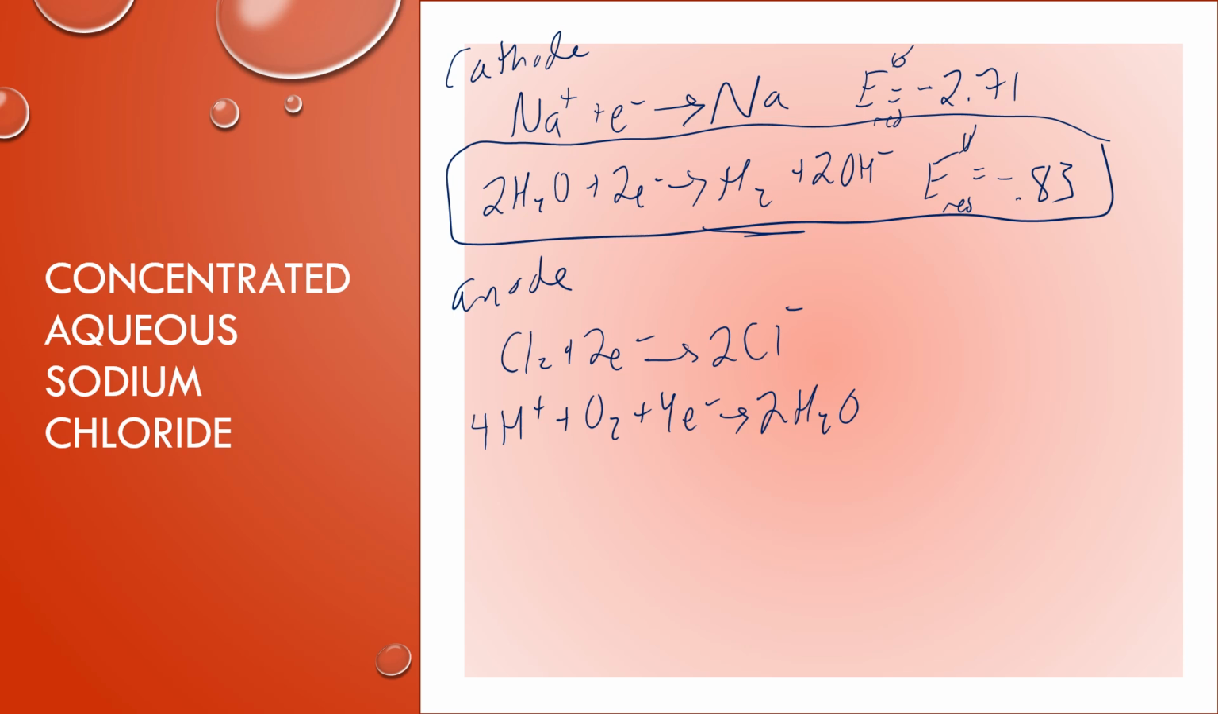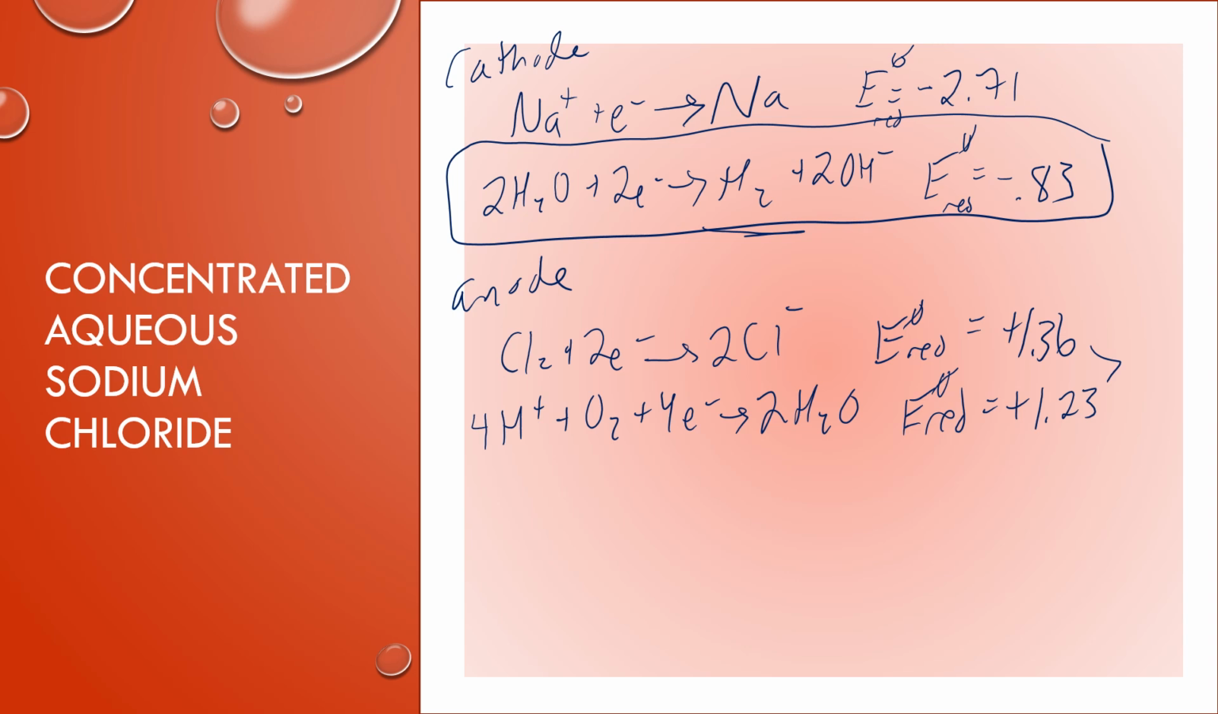But remember, at the anode, it would be the reverse thing happening. So my reduction potential for the chlorine is positive 1.36. My reduction potential for the water here is positive 1.23. And so you need to consider how close in reduction potential these are. So it's a little harder to discern just from reduction potential.